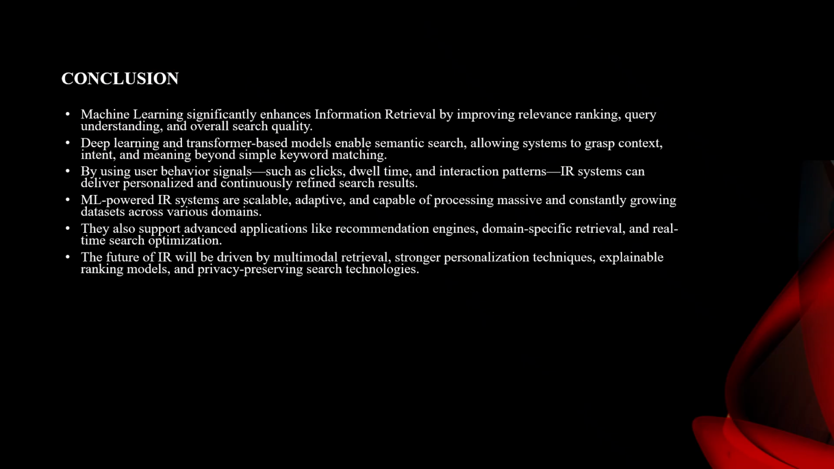To conclude, machine learning has transformed information retrieval from basic keyword matching into a powerful, intelligent process that truly understands meaning and intent. Modern IR systems now leverage deep learning, neural ranking, and transformer based models to provide semantic search and personalized results. These systems not only retrieve information but also learn from user behavior, such as clicks, time spent on pages, and previous searches, to refine future recommendations.